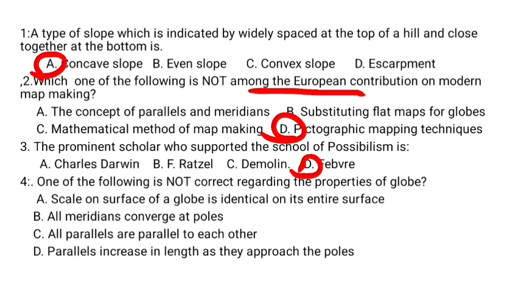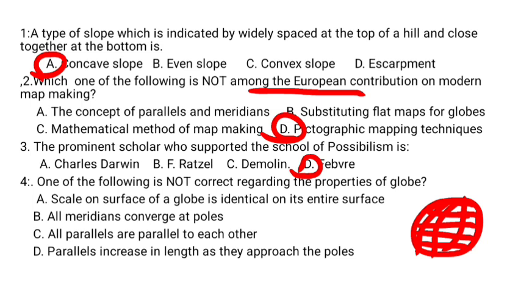Parallels decrease in length as they approach the poles. For example, here this is a globe, whereas this is 0 degree latitude, and while we are moving to the pole in both hemispheres, the length of the parallels decreases, not increases. Scale on the surface of globe is constant on the entire surface. So A is correct.